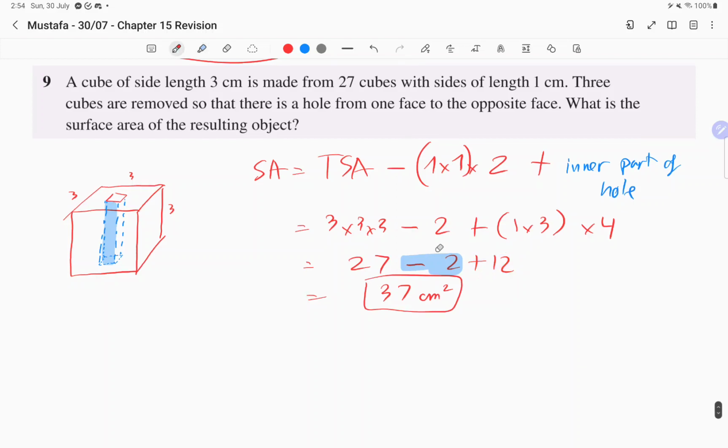Yeah? Because if you add these 2 first, then that would be technically like that, which is not right. That would be 27 minus 2 minus another 12, right? But it's minus 2, and then you have to add the inner part of the hole on top of whatever you've got for the outside, which is 37. Double check.